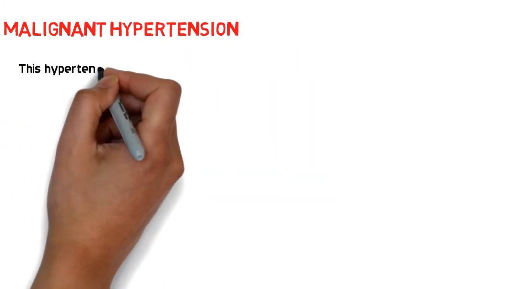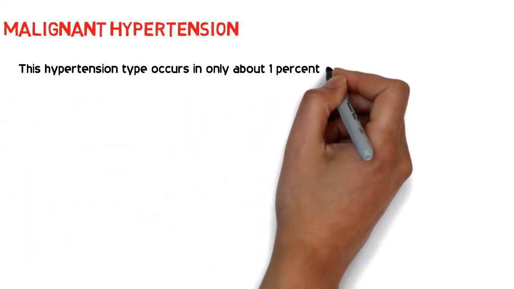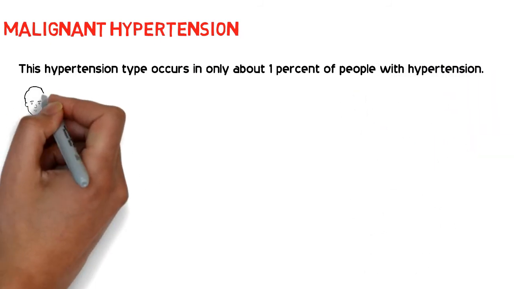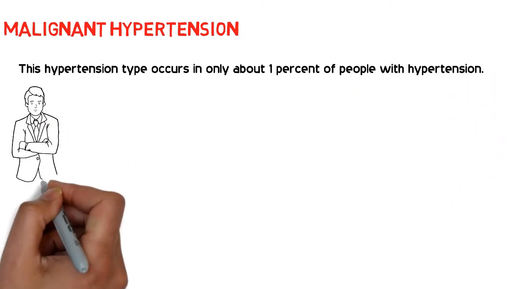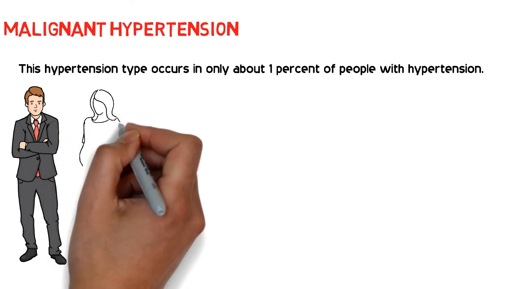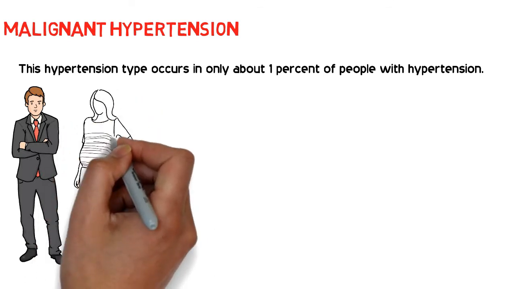Malignant hypertension. This hypertension type occurs in only about 1% of people with hypertension. It is more common in younger adults, African American men, and women who have pregnancy toxemia.